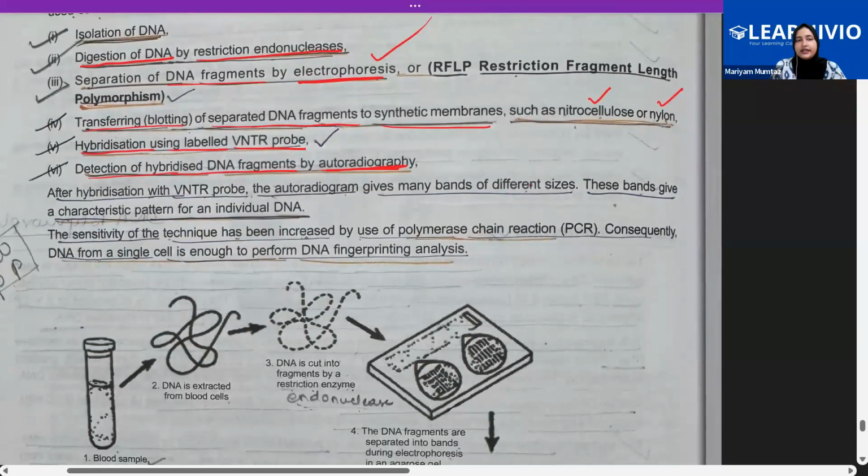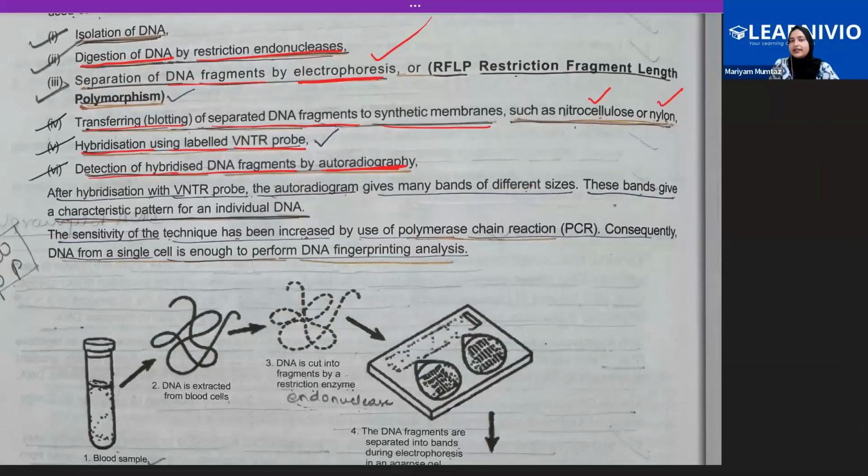Also, remember that after hybridization, the autoradiograph will give you different bands of different sizes. This will give you the pattern for individual DNA. The sensitivity of the technique has been increased by the use of PCR. PCR is polymerase chain reaction. Meaning, if you take one single DNA and you do PCR of that, you can make 1 billion copies.